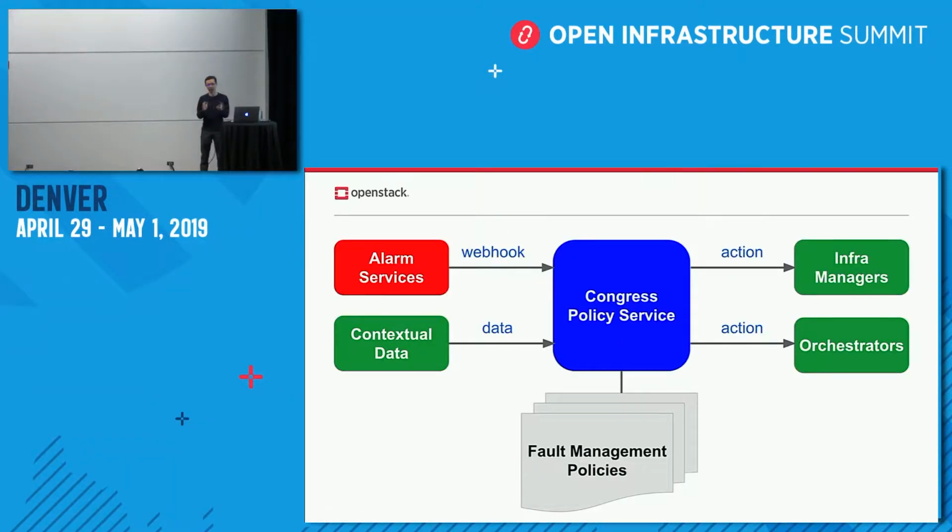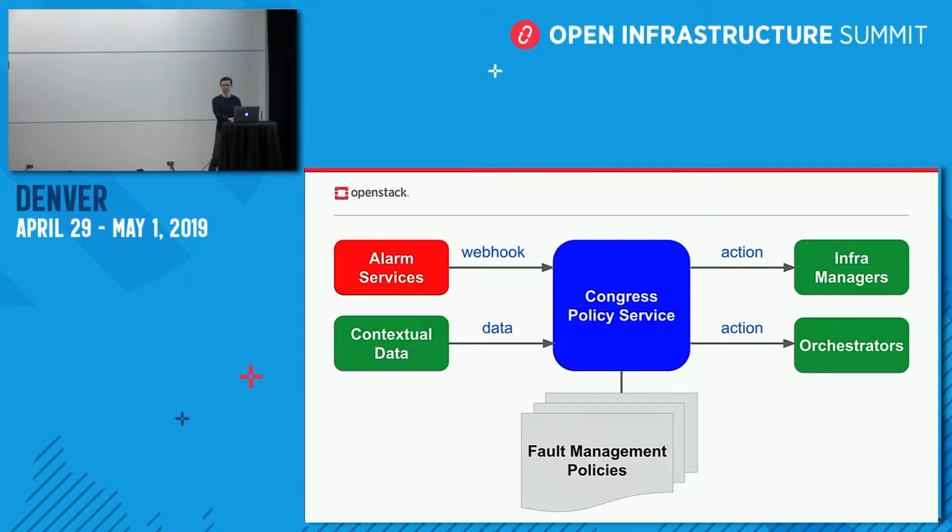A little diagram to look at the high-level architecture. We have on one side the alarm services and the contextual services providing contextual data to Congress Policy Service in the middle. Congress Policy Service then pulls up and evaluates the fault management policies defined by the operators in context of all this data to decide what the appropriate actions are, and then sends those actions to the infrastructure managers and the orchestrators to effect those changes.